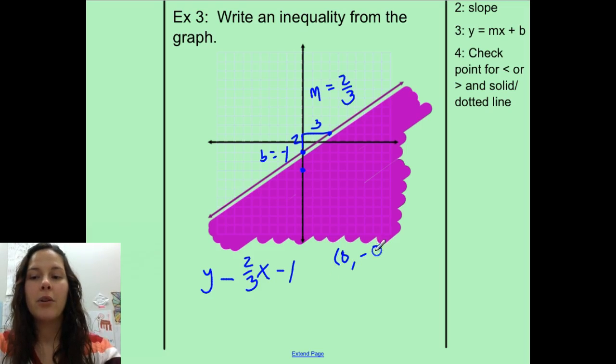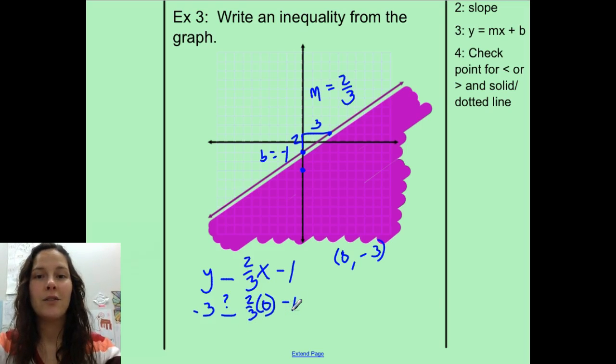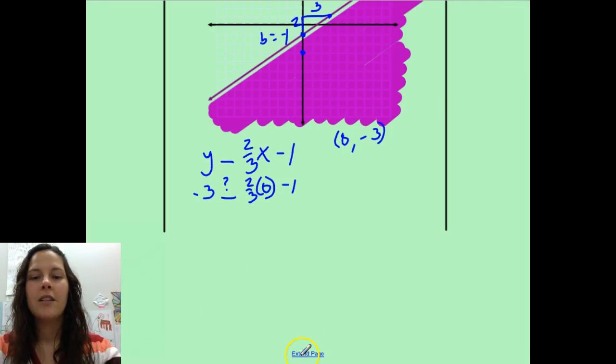Once you figure out that point, you substitute those into the inequality and then put the inequality symbol facing the way that will make the inequality true. So replacing y with -3, I'm going to keep my or equal to. I'm going to put a little question mark here because I don't know which way it's going to face. 2/3 times 0. It was nice to choose an x value of 0 so I didn't have to mess with multiplying my fraction by a number. So I get -3. Is that greater than or less than -1?